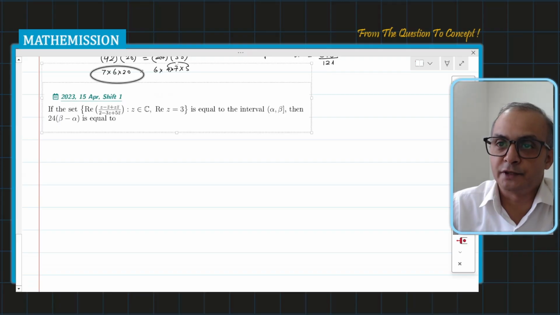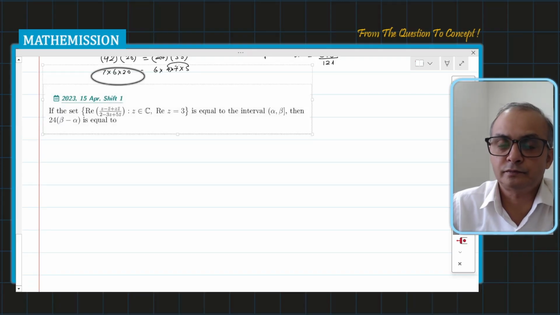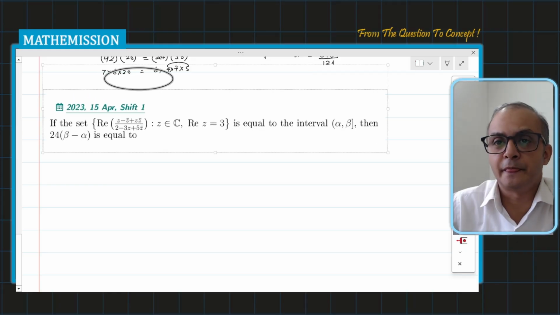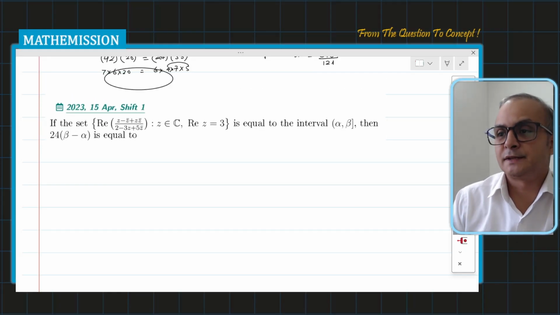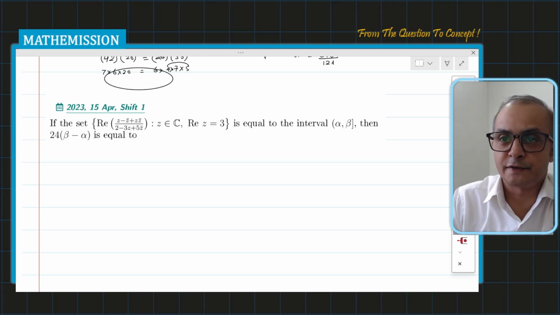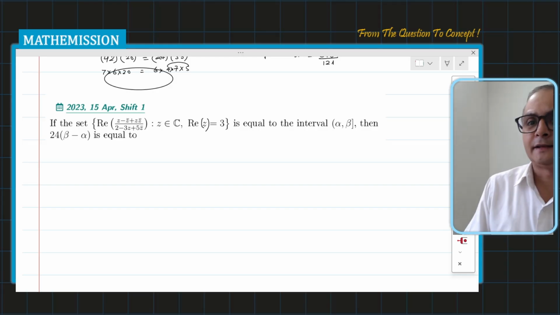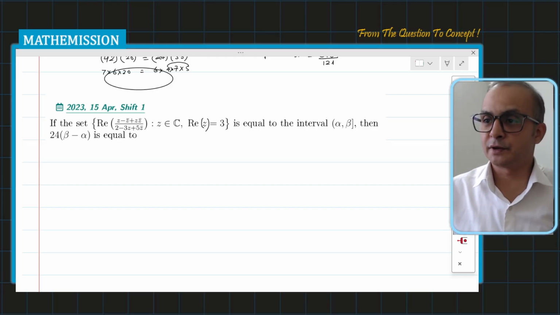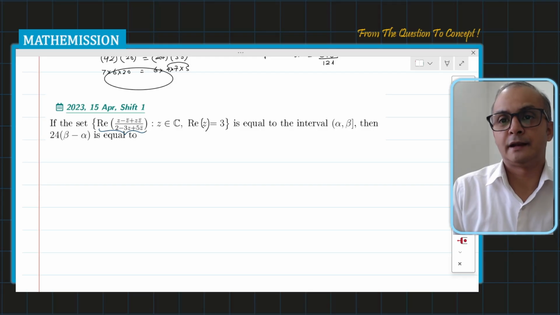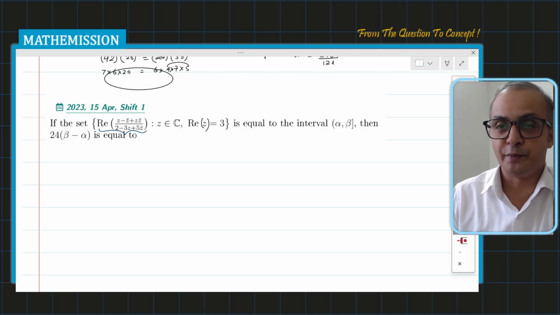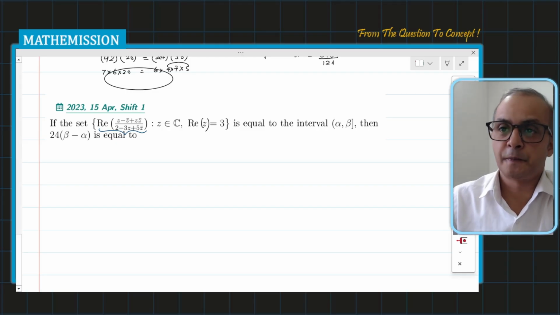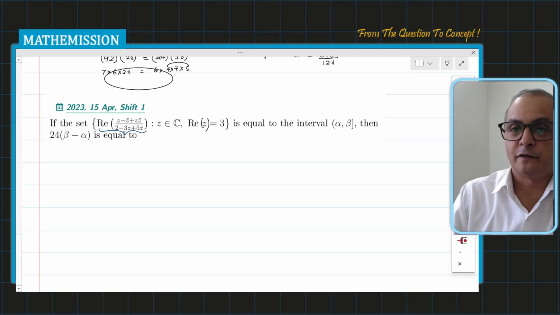Now the last question, the third question, this one. We have a question here: z minus z bar plus z z bar by 2 minus 3z plus 5z bar, where z belongs to complex numbers, of course, and the real part of z is 3. It says that the set of this complex number lies completely in the interval alpha to beta. So what we can do is find the interval for the real part, alpha to beta, and then find beta minus alpha.